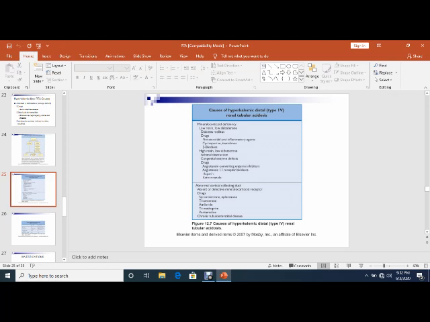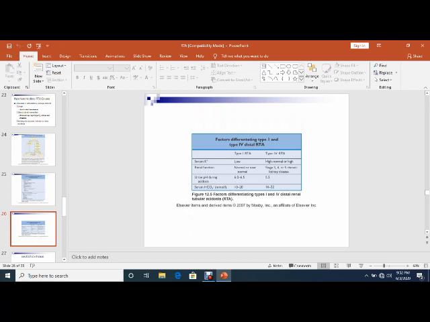The common causes of type 4 RTA were already discussed in the previous slides. This is a repetition of that, so it's not necessary to discuss it again. You can review this slide.